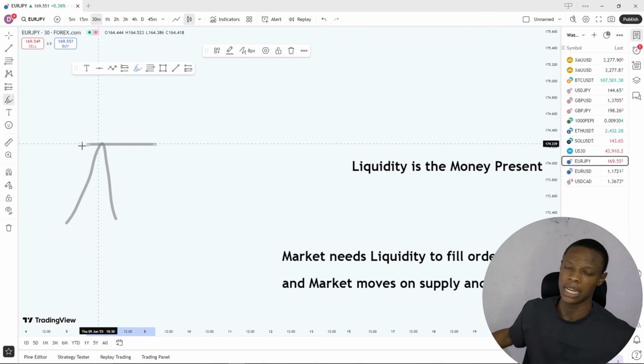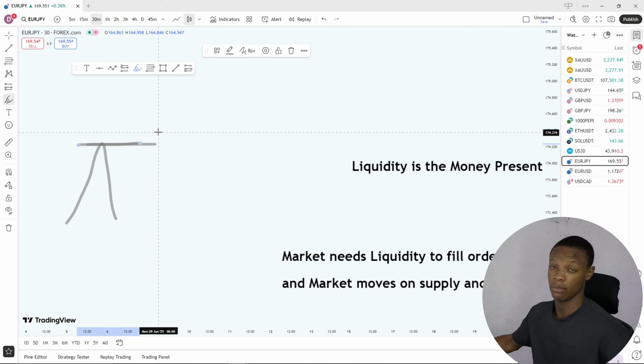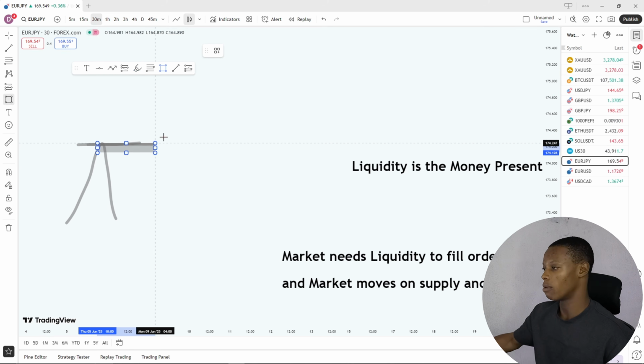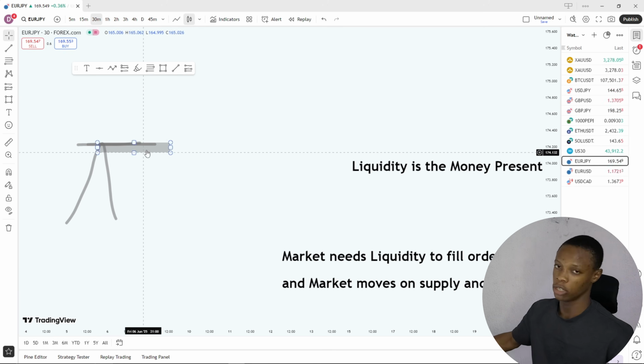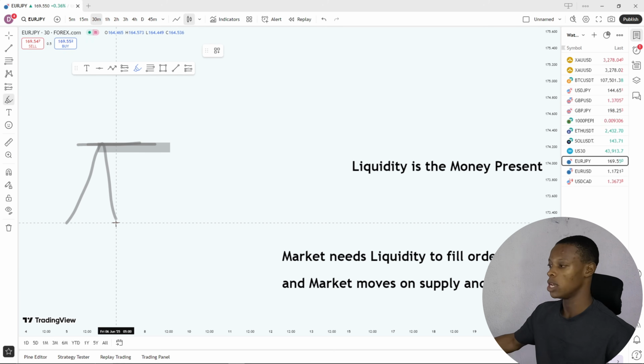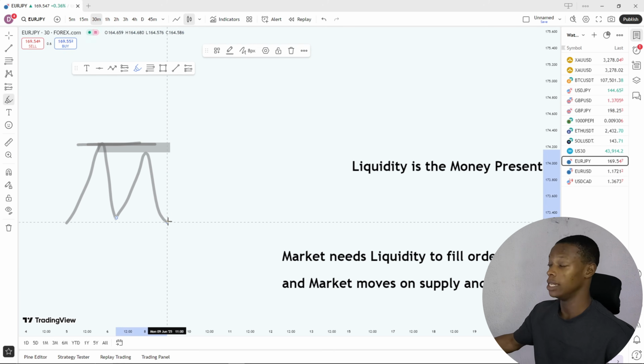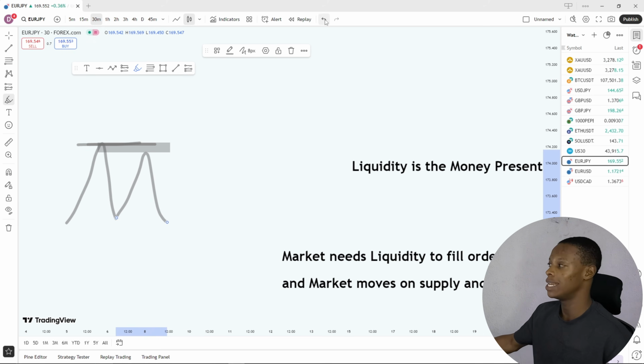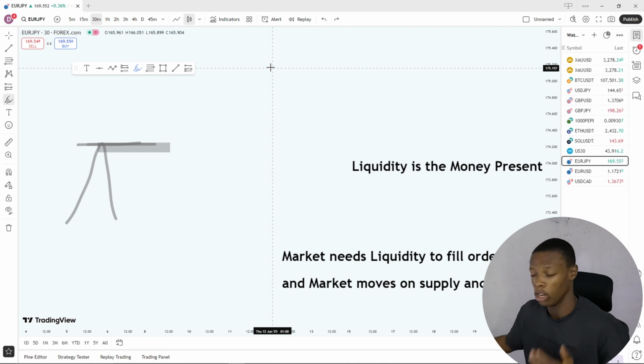Those who trade support and resistance, that's a resistance level for them. Those who trade order blocks have their order block right there. So different traders want to sell from there. What are they expecting? They expect the price to come back there and they sell. Generally, that's what every single trader is expecting, and that's how the market moves in a normal case.